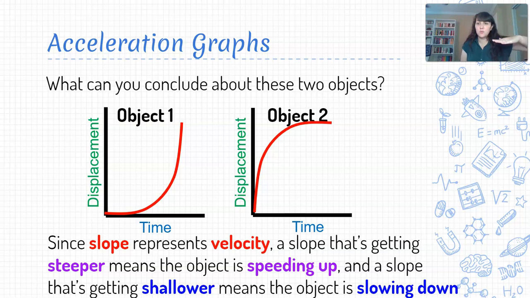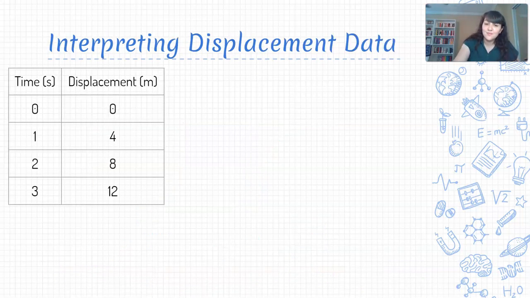So if I examine how the slope is changing over time for each of these objects, object 1 starts off with basically 0 slope, and then it gets steeper and steeper and steeper. So that tells me I'm starting off at 0 velocity and then getting faster and faster. Whereas object 2 starts off with a really steep slope, or in other words, a really high velocity, and then as that gradually levels out, my object must be slowing down. The velocity is getting closer and closer to 0.